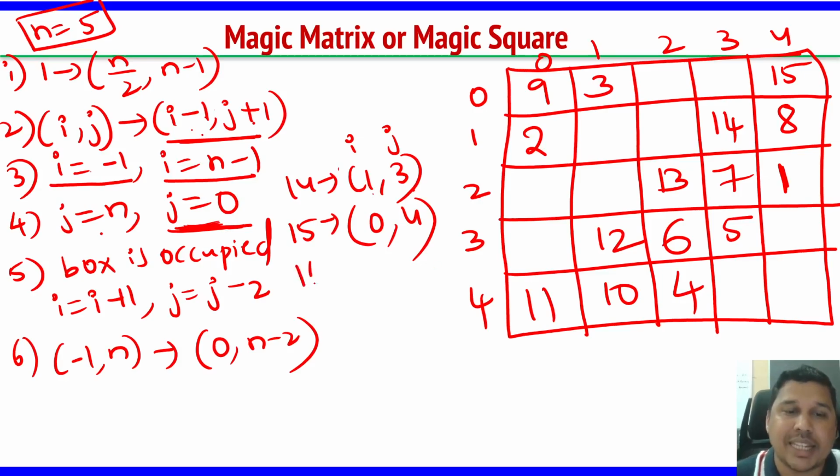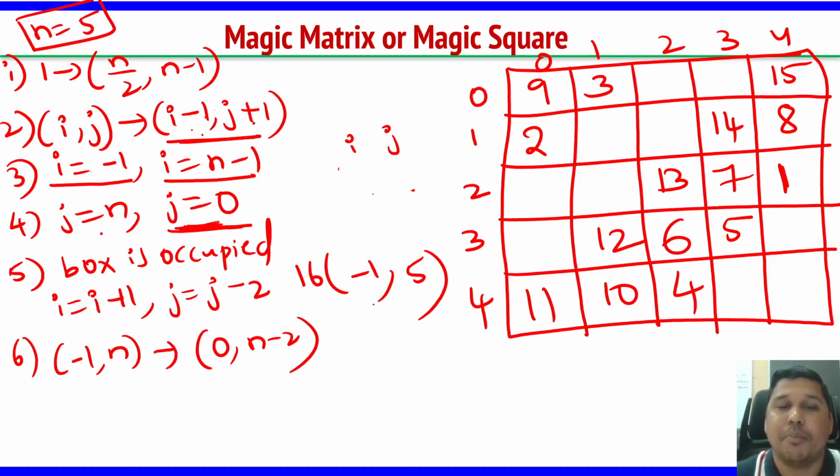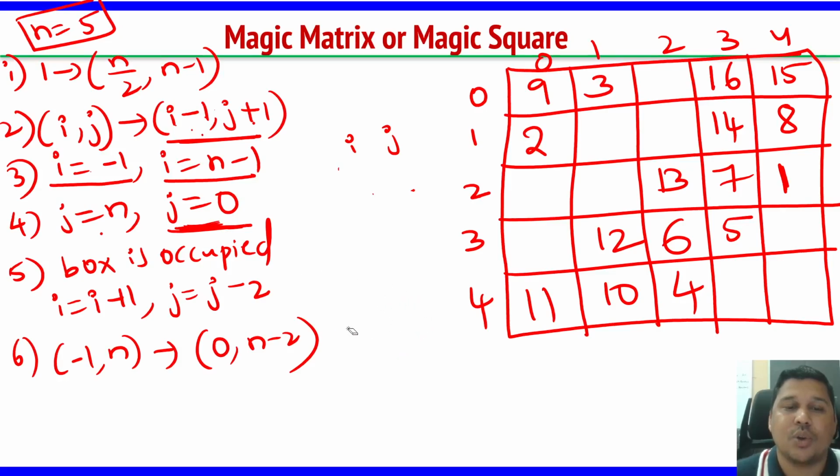Okay, then I have to place 16. What is the rule here? If i is at 0, then update it to i minus 1, that is minus 1, comma j plus 1, that is 5. See, for 16, it became minus 1, 5. Both i and j are beyond the boundary box. Then go to rule number 6. Just place it at 0 and n minus 2. 5 minus 2 means 3. So in location 0, 3, you place the element 16.